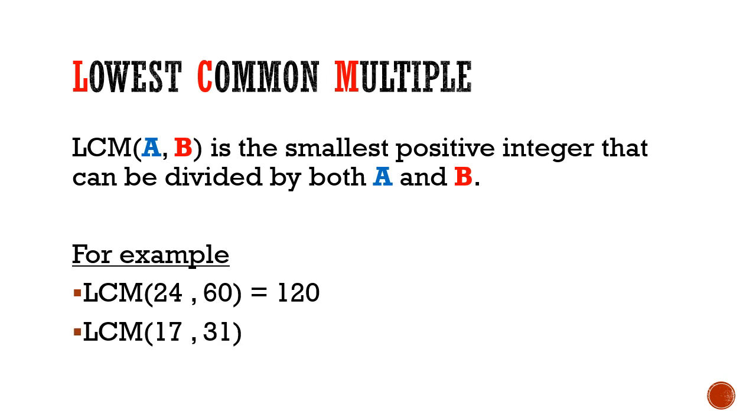Let's take another example, the LCM of 17 and 31. Notice that 17 and 31 are both prime numbers, so the smallest possible number that can be divided by both 17 and 31 will be 17 times 31. That gives us 527.